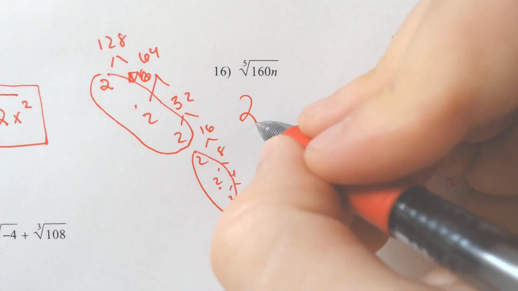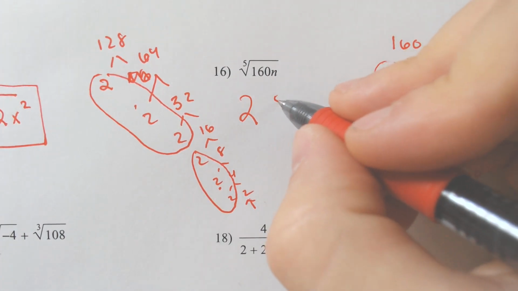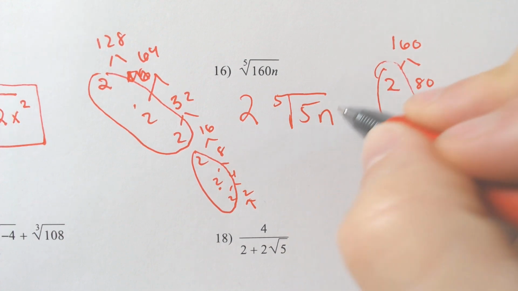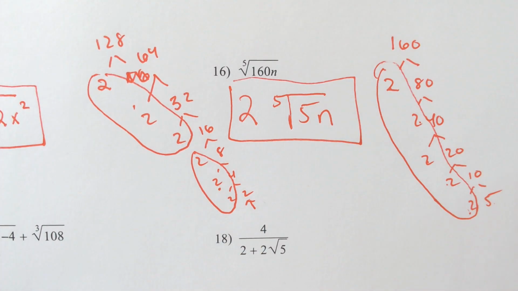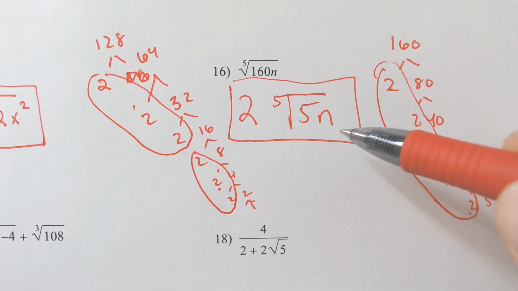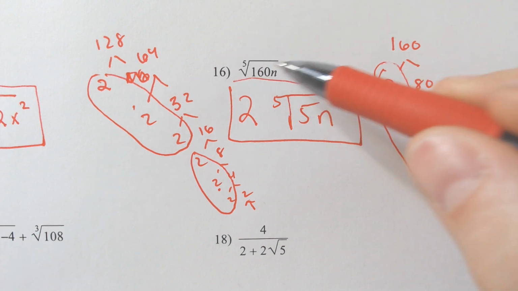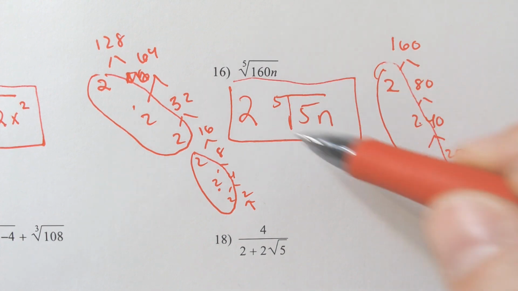So that number 2 is going to go on the outside. And the 5th root of 5n will go on the outside because we have a n here. The 5th root of n doesn't do anything, so this is where we are going to stop.